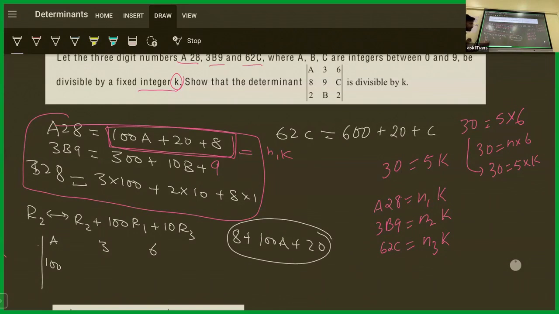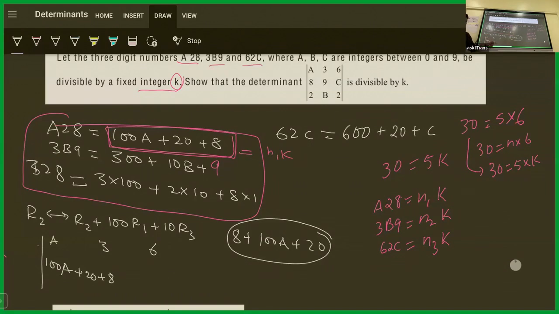So this element will be 108 plus 20. Wait. 28 it is fine. Plus 20 and plus 8. That's all. This is only one element, because we are just changing R2. So this is the first element.